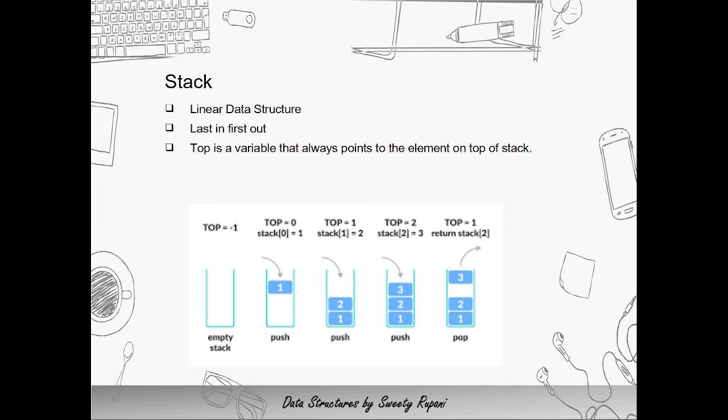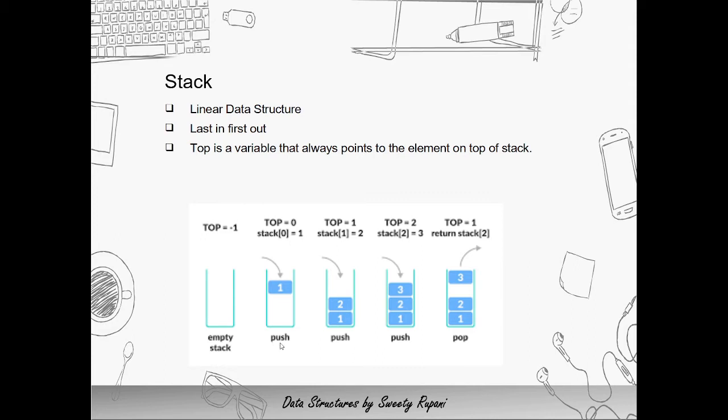The example here shows some of the push and pop operations. So you can see over here, initially the stack was empty. Top is a variable that always points to the top of the stack. Top is initialized with -1 because in an array implementation, the array starts with index 0.